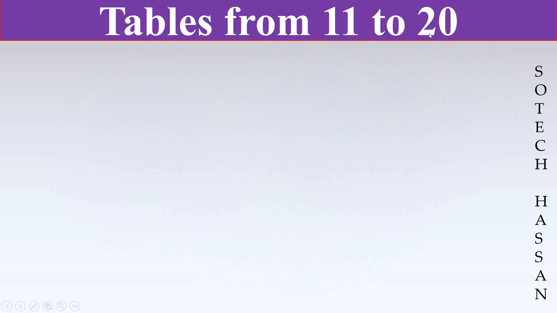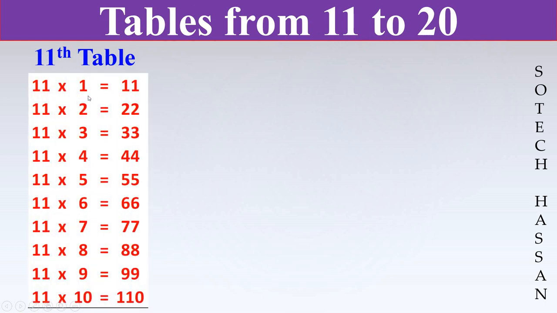Tables from 11 to 20. 11th table. 11 ones are 11. 11 twos are 22. 11 threes are 33. 11 fours are 44. 11 fives are 55. 11 sixes are 66. 11 sevens are 77. 11 eights are 88. 11 nines are 99. 11 tens are 110.